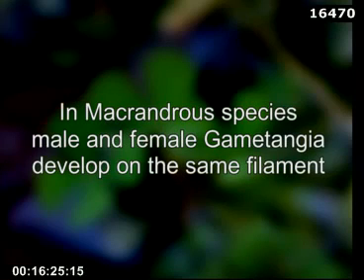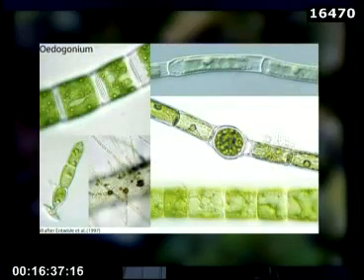In the macrandrous species, the male and female gametangia develop on the same filament. To ensure cross-fertilization, the male gametes or antheridia mature just one day after the oogonia. Whereas in the dioecious species, the male and female gametangia are borne on two different filaments.